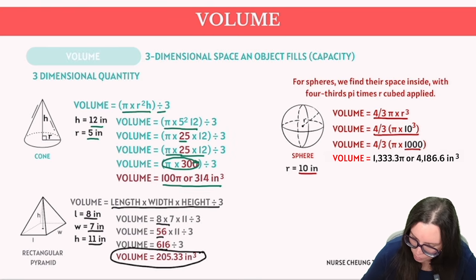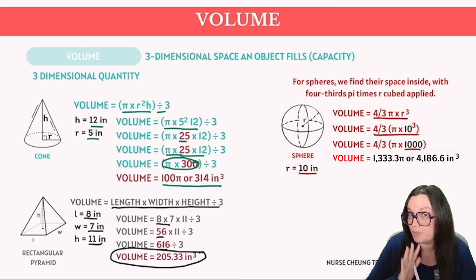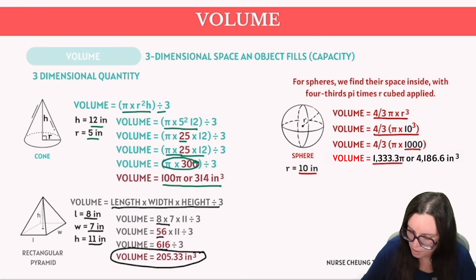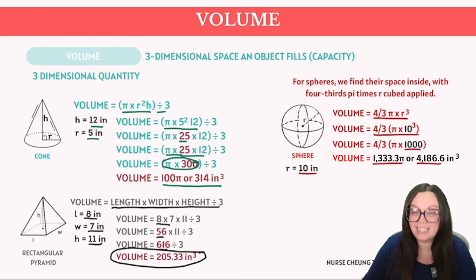We are going to times that by 4/3, and that is going to give us either 2 answers depending on how the TEAS lists it. It's either going to be 1,333.3 pi or 4,186.6.